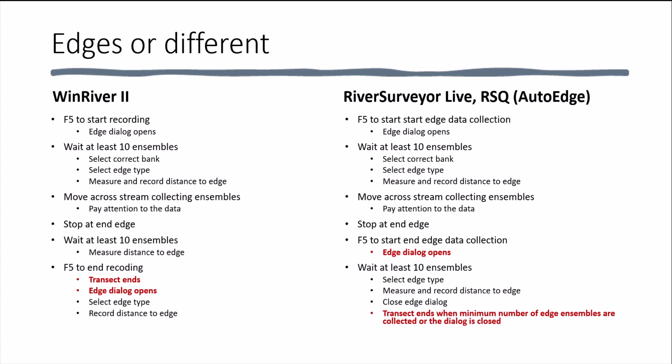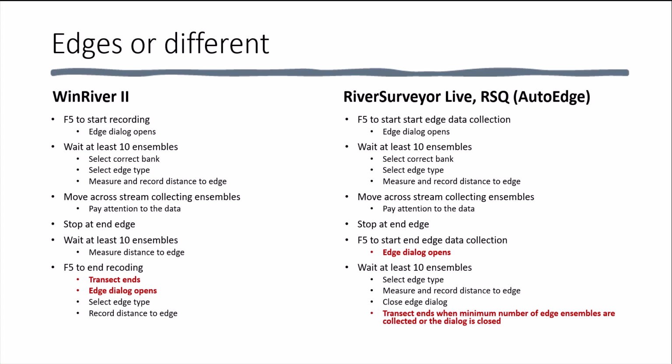When the end edge is reached for WinRiver 2, wait at least 10 ensembles, measure the distance to the edge, and press F5 to end the recording. The transect ends, the edge dialog opens. Select the edge type and record the distance to the edge.